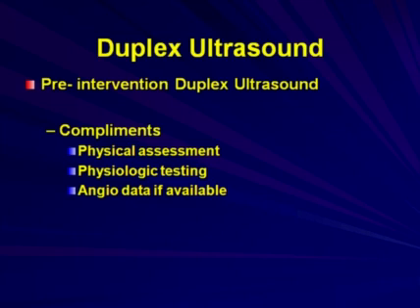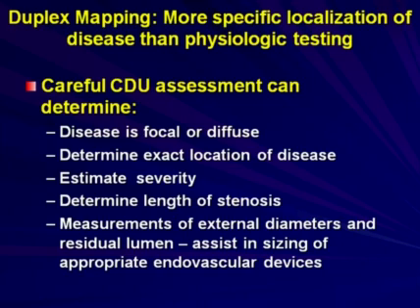The pre-intervention duplex complements the physical assessment done by the physician on the patient, as well as any physiologic testing or angiograms done prior to the duplex ultrasound. This is more specific localization of the disease than the physiologic test, and we can determine primarily, is that disease focal or diffuse? Where is the exact location of disease? How severe is it in terms of percent stenosis? What's the length of the stenosis?